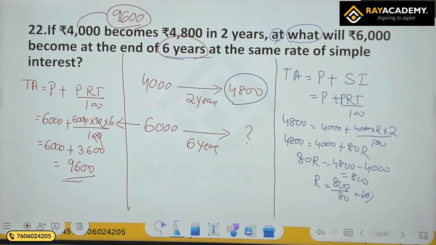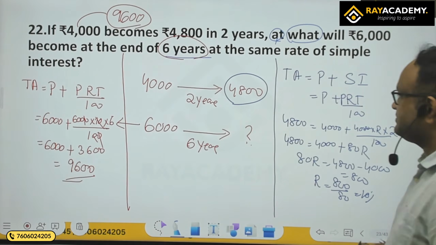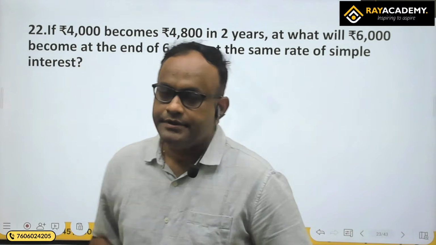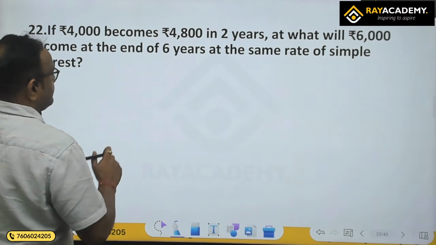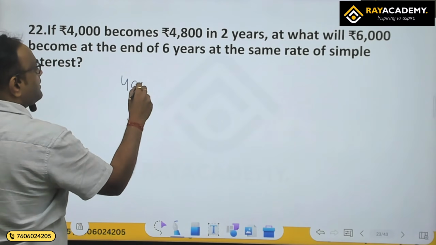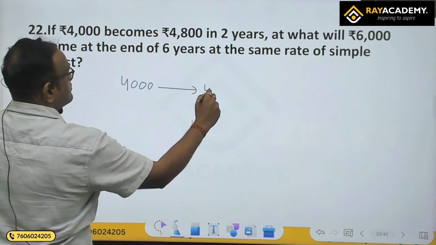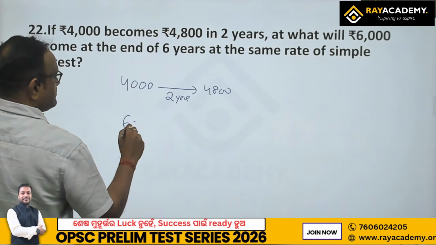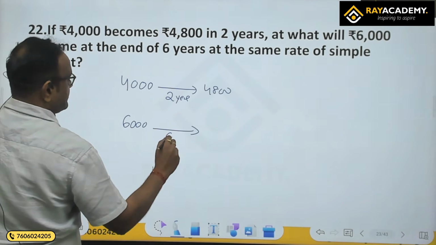So this is the conventional approach. 4000 becomes 4800, simple interest, so we have found it this way. But there is a logical way to do it more easily, that we will see. Logically, again I am writing: 4000 becomes 4800 in 2 years, and how much will 6000 become in 6 years?